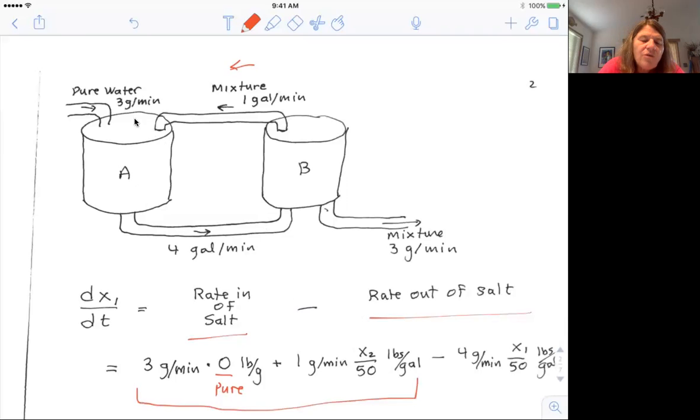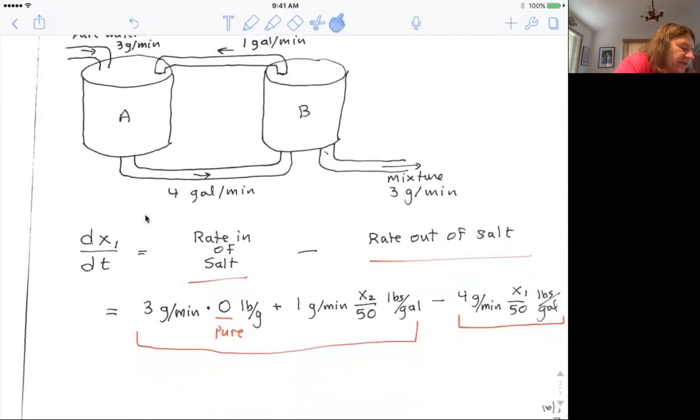We've got salt in here, and there's more salt coming into it, and we really don't know how much salt is in it, but it's just X1 pounds of salt per the 50 gallons of water that are in it, okay? So we look at the concentration there. And again, the gallons cancel and you'll get pounds per minute right there. So there's an equation that describes the rates in and out of tank A. Okay, let's look at tank B.